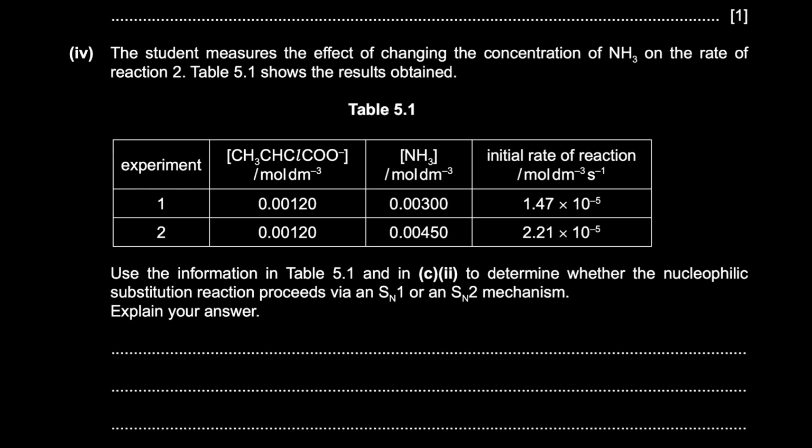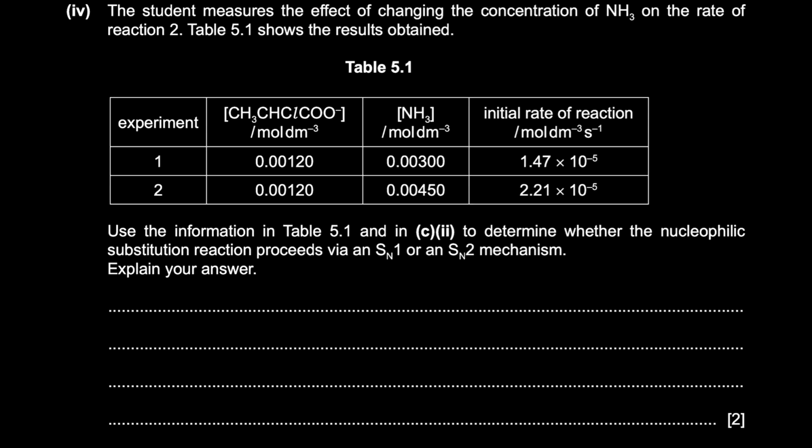The student measures the effect of changing the concentration of NH3 on the rate of the reaction. Table 5.1 shows the results obtained. So what we've done is we've kept the concentration of this anion constant, but we multiplied the concentration by a factor of 1.5. If you're comparing experiments 1 and 2, the NH3 concentration goes from 0.003 to 0.0045. So it's being multiplied by a factor of 1.5.